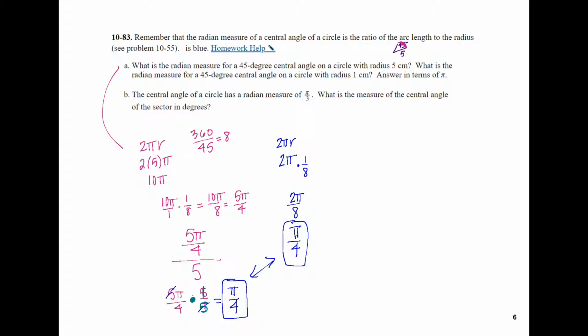So our answer in terms of pi for a radius of 5 centimeters or a radius of 1 centimeter is the same. Letter B says, the central angle of a circle has a radian measure of pi over 3. What is the measure of the central angle of the sector in degrees? So remember, our radian measure is equal to the ratio of our arc length over our radius.